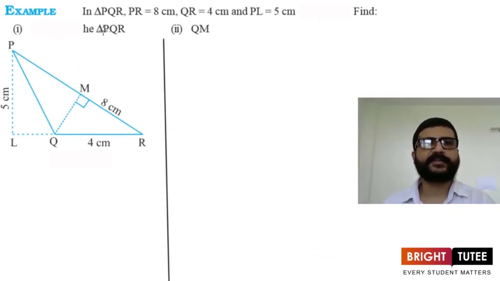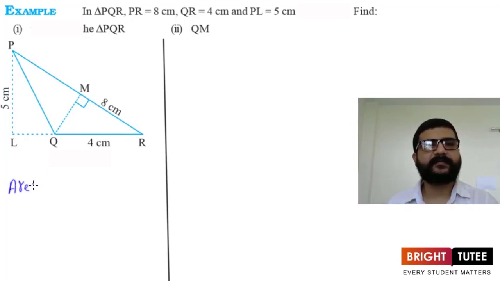Now here is the last question of this session. The question is, in triangle PQR, PR is 8 centimeters, QR is 4 centimeters and PL is given as 5 centimeters. As we can see here in this figure, we have to find area of the triangle PQR and then we have to find QM. So first of all, let's find area of this triangle.